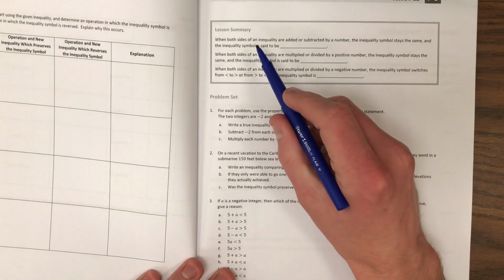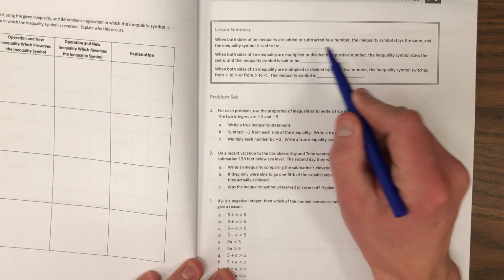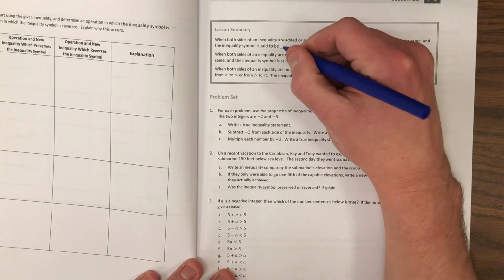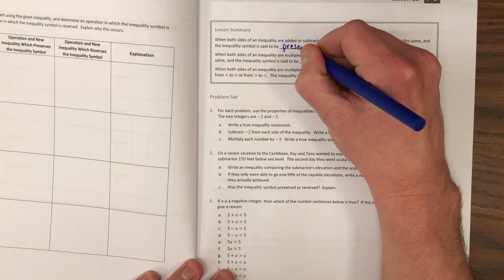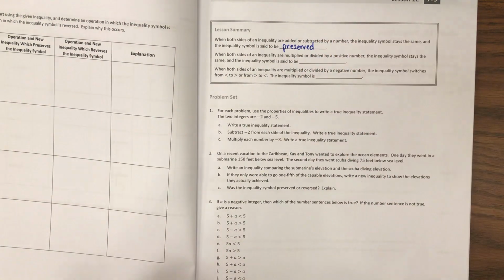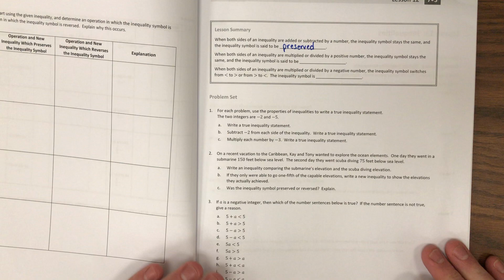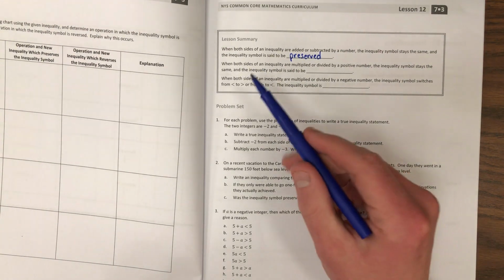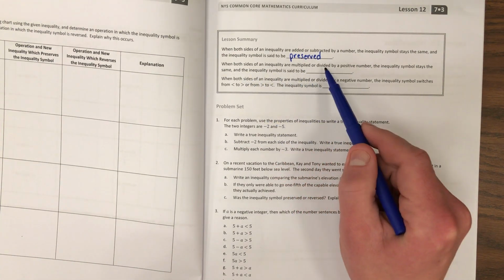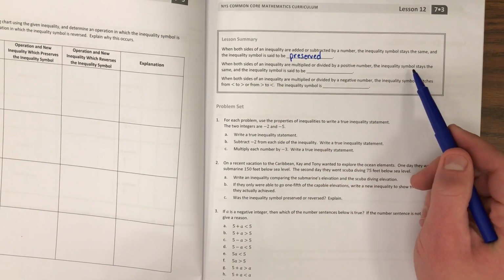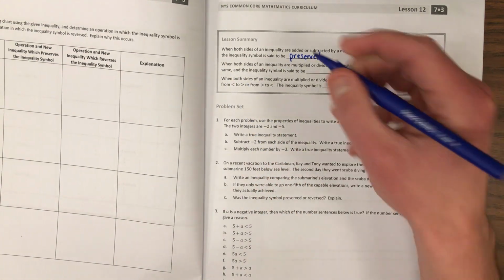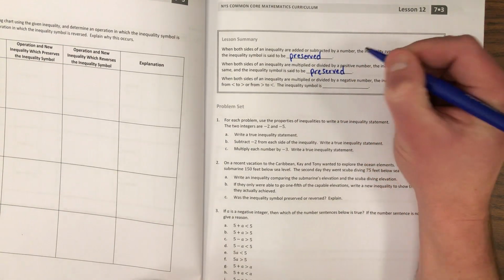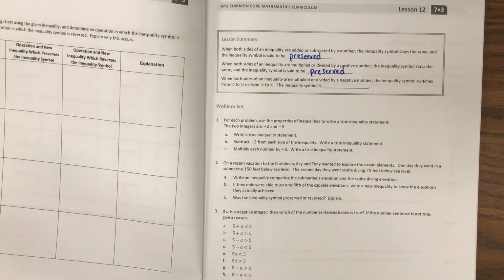It says, when both sides of an inequality are added or subtracted by a number, the inequality symbol stays the same and the inequality symbol is said to be preserved. So what that means is just like equations, you can add or subtract to both sides and you arrive at a new true inequality, just like we used to arrive at new true equations. And when both sides of an inequality are multiplied or divided by a positive number, the inequality symbol stays the same and is still said to be preserved. It just means it doesn't change. And this is still just the exact same as the properties of equality we used for equations.